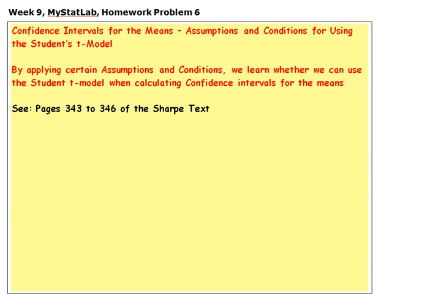This is Helen, and I'm going to review a problem example that will help you solve homework problem 6. In homework problem 6, we see that by applying certain assumptions and conditions, we can tell whether the student's T model can be used when calculating confidence intervals for the means. And I recommend that after watching this screencast, you take a look at pages 343 to 346 of our text.